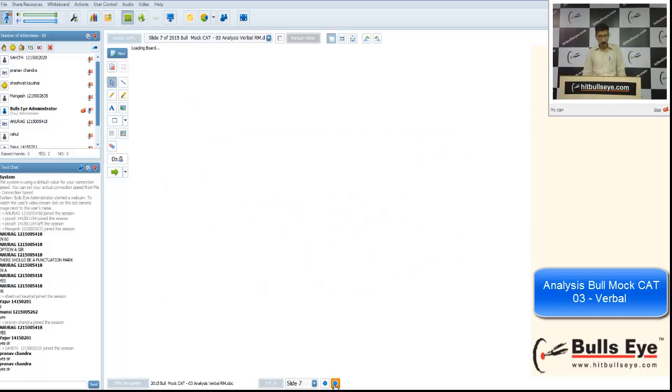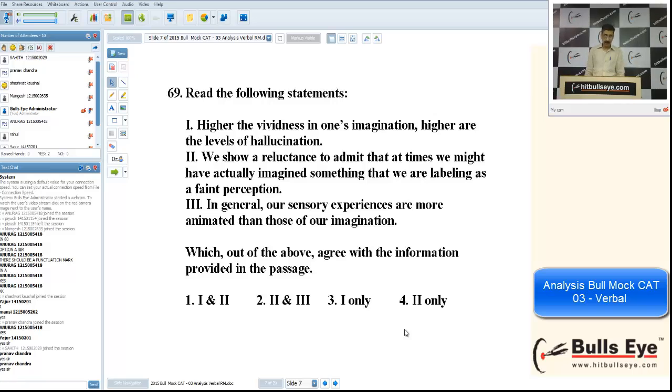So let's look at a few questions. Now it says 69th question of this passage. Read the following statements. We have been asked which out of the above agree with the information as provided in the passage.